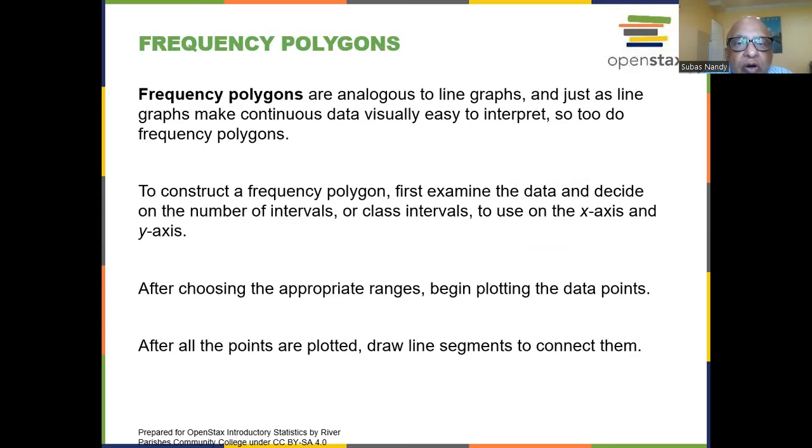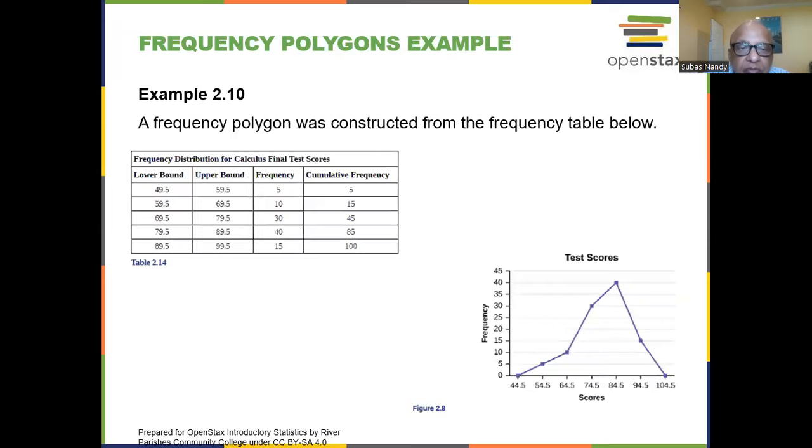So what are frequency polygons? Frequency polygons are analogous to line graphs, and just as line graphs make continuous data visually easy to interpret, so too do frequency polygons. To construct a frequency polygon, first examine the data and decide on the number of class intervals to use on the x-axis and y-axis. After choosing the appropriate ranges, begin plotting the data points. After all the data points are plotted, draw line segments to connect them.